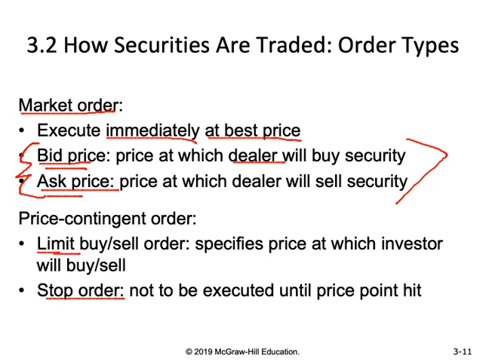So what is a limit order? An investor would use a limit order when they're looking for the best price they can get. For instance, if you want to buy a stock that's trading at $10 to $11, you may place a limit order to buy it at 10 or lower. Or you may place an order to sell it at 15 or higher. So you're looking for the best price.